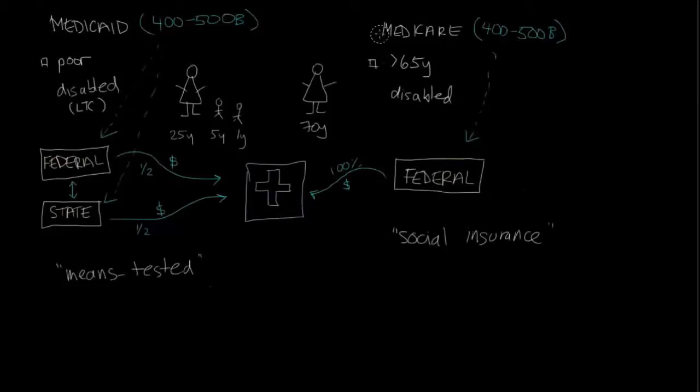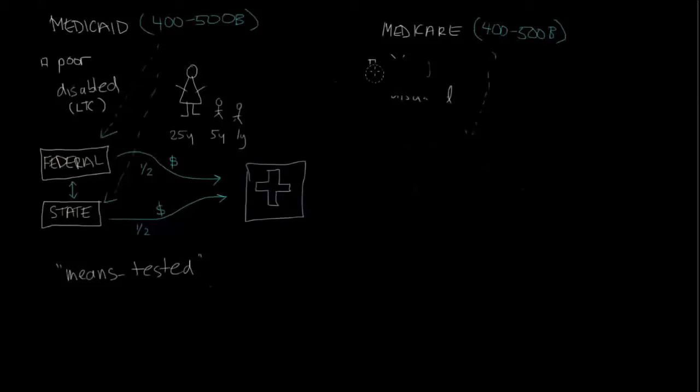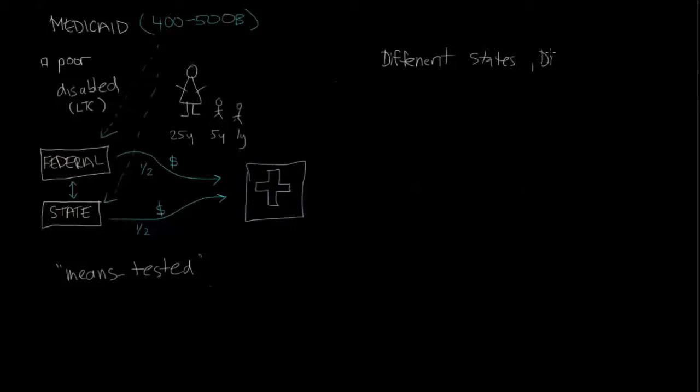So I'm going to go ahead and erase some of this to keep our board a little bit clean and talk about how the structure of Medicaid, the federal-state partnership, has affected how people get insured and has changed people's lives depending on where they live. Because Medicaid is means tested and because states have to pay for half of those costs, different states are different in who they allow to get on Medicaid. So different states have different rules.